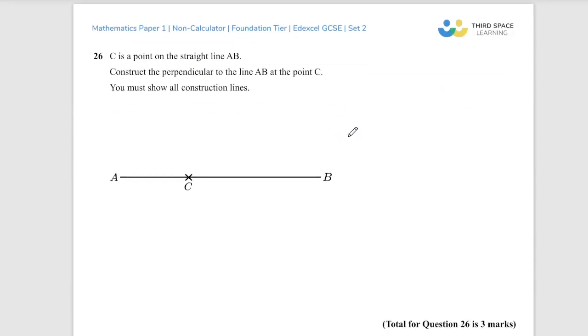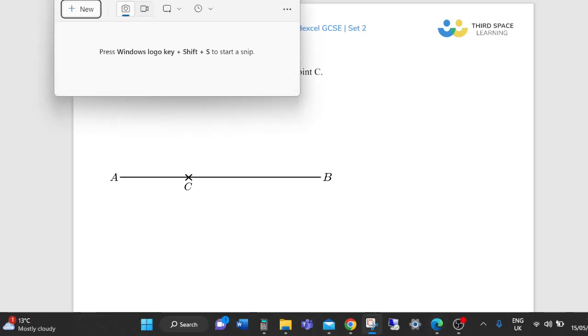Okay, question 26. C is a point on a straight line. Construct a perpendicular bisector of point C. You must show all your construction lines. Right. So I'm kind of struggling a little bit to do these kind of questions.